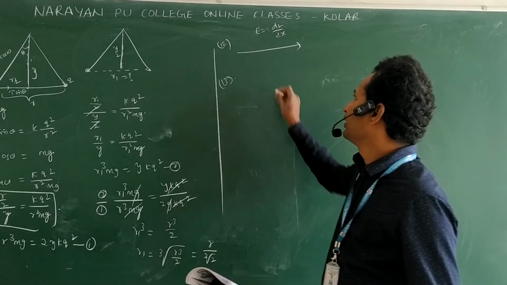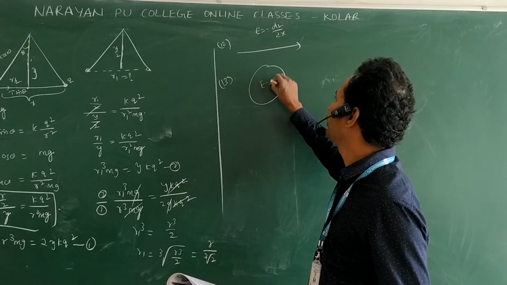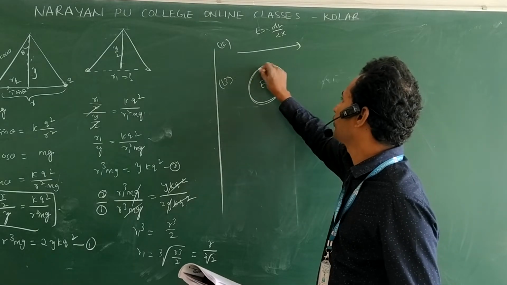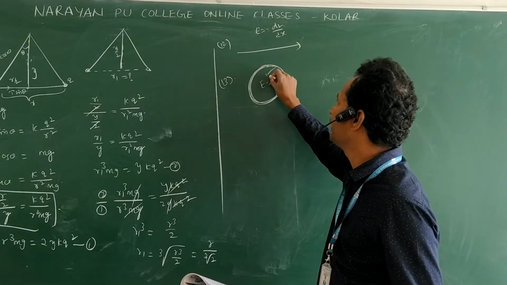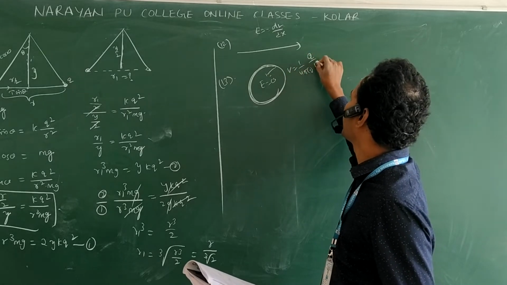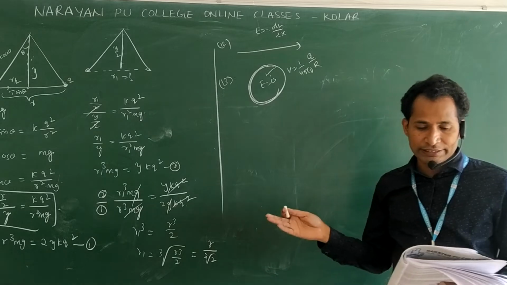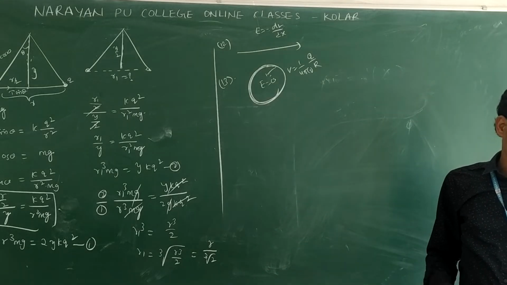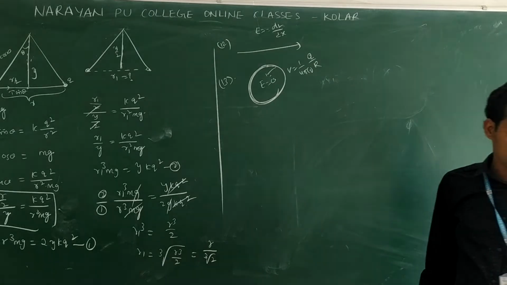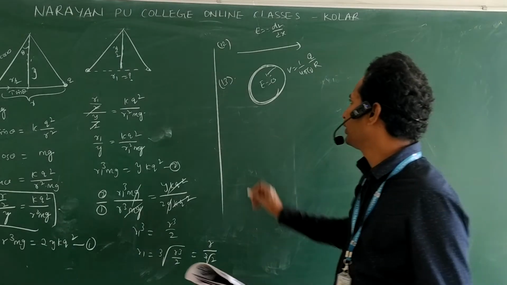Inside the sphere, the electric field is 0. Potential remains constant. Whatever the potential is on the surface, the same will be there inside. V is equal to 1 by 4 pi epsilon naught q by r. First potential, then field. Which option is correct? Q by 4 pi epsilon naught r and 0. Option 2 is correct. Next come to 14.